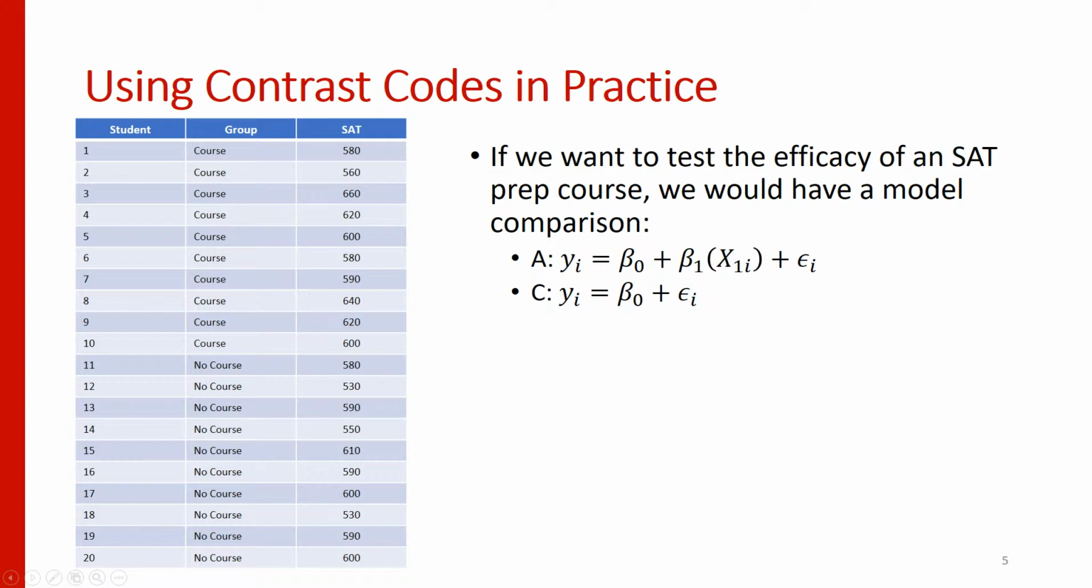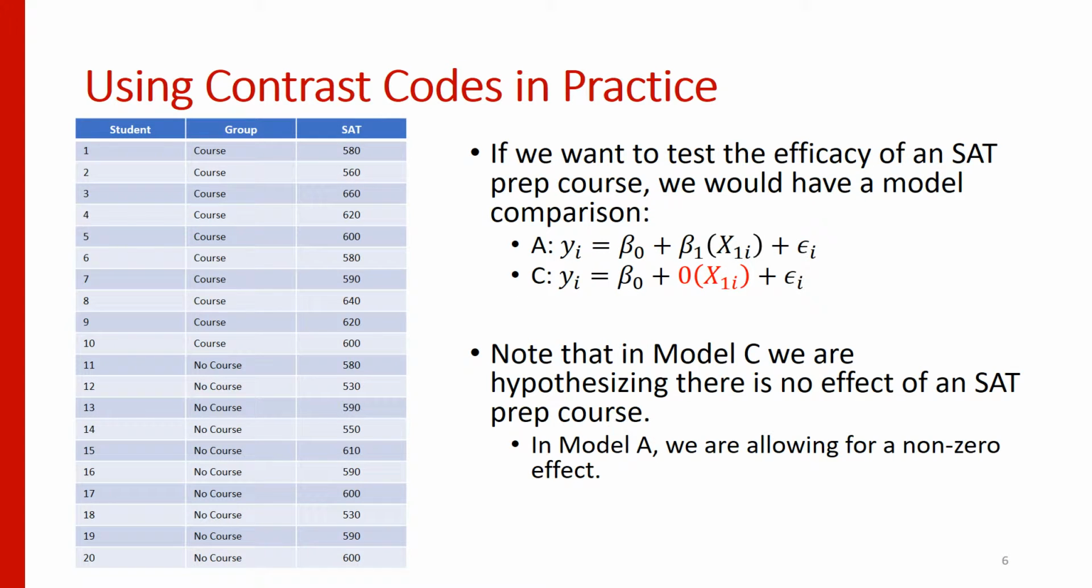If we want to look at the efficacy of this prep course, we're looking at SAT scores as a function of some intercept and a slope, right, times whether you took the test course or not, compared to a Model C in which the effect of group is omitted.